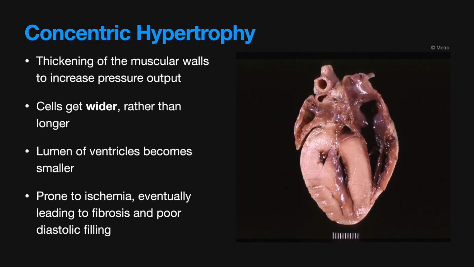Concentric hypertrophy refers to the thickening of the muscular walls in order to increase pressure output. The individual cells in the muscle get wider rather than longer, resulting in a thicker wall. The lumen of the ventricles also becomes smaller. The thicker wall is more prone to ischemia, eventually leading to fibrosis and poor diastolic filling.